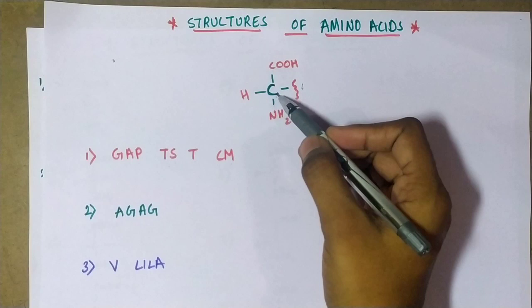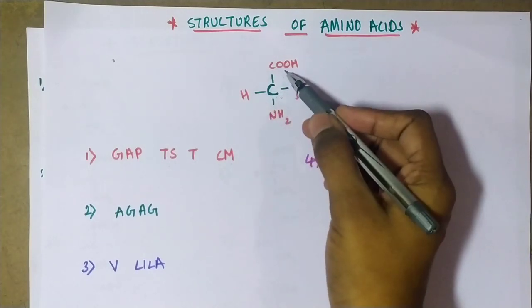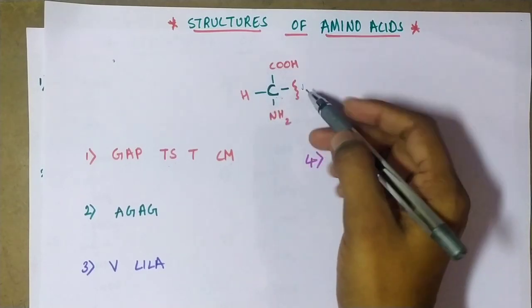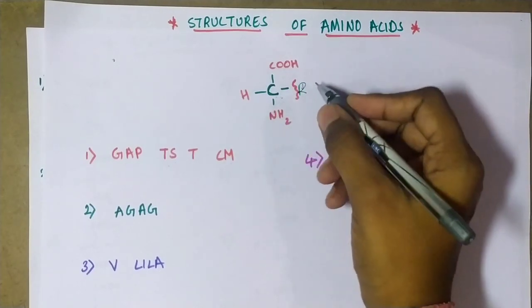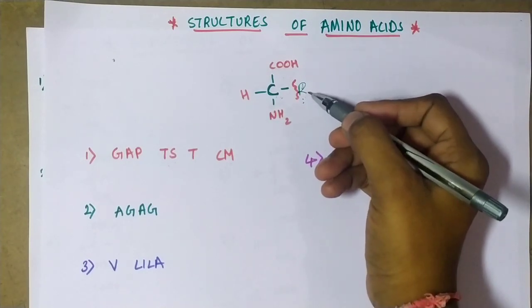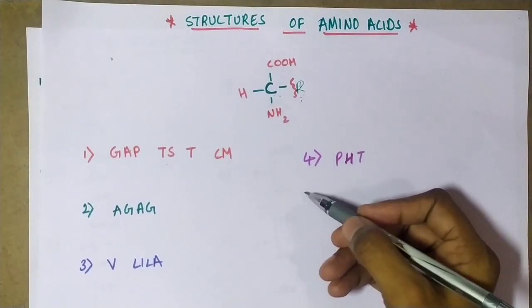It consists of a central carbon which is attached to 4 different groups. That is, one is the carboxylic acid group, H, amine, and another is the R group. Now, this R group differs from one amino acid to another. So to learn the structures and names of amino acids, the first step is to learn the 4 sentences.